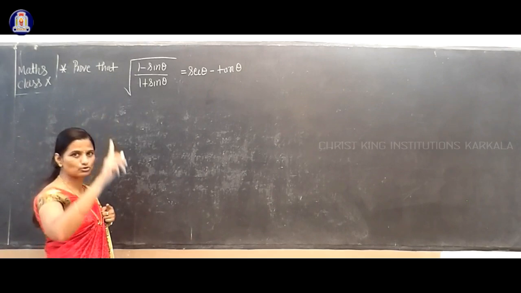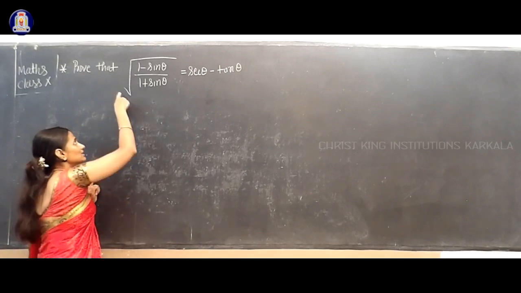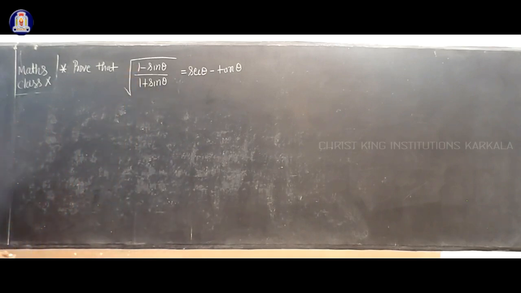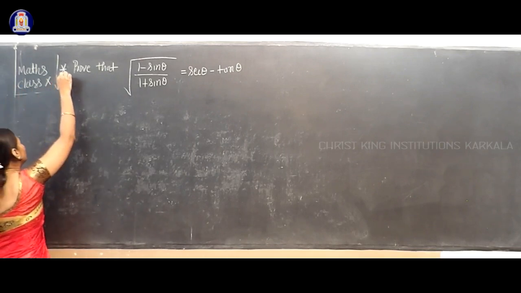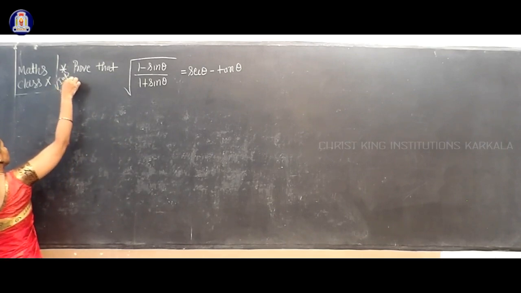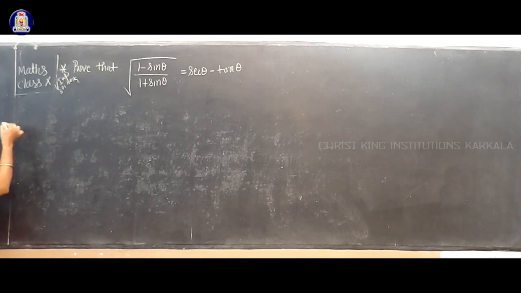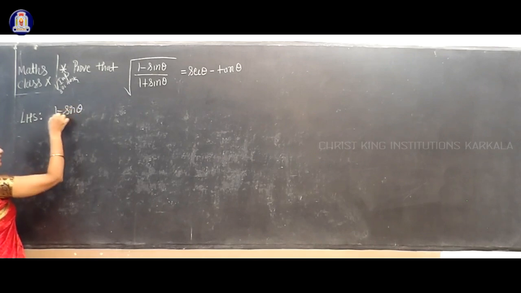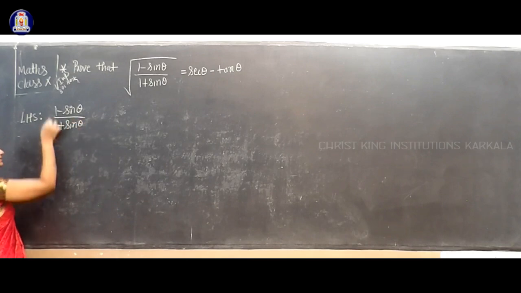We simplified that question. The only difference is that here it is under a square root, but we follow the same method as 1 minus sin theta divided by 1 plus sin theta. This is very important. This type of question is important for 3 or 4 marks. Now, what is the LHS? The LHS is 1 minus sin theta divided by 1 plus sin theta, under a square root.